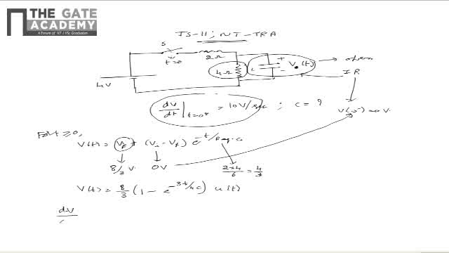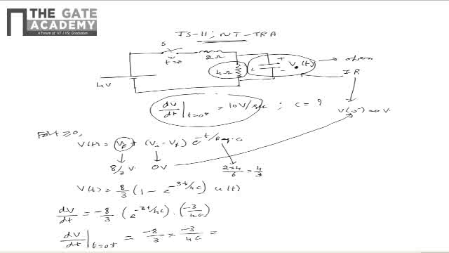But it is given that dV by dt at t equal to 0 plus is 10 volts per second. So for that purpose, first let us find out dV by dt, which can be simplified as 8 by 3 multiplied by e power minus 3t by 4C multiplied by minus 3 by 4C. Upon finding the value of dV by dt at t equal to 0 plus, we see that this can be simplified as minus 8 by 3 multiplied by minus 3 by 4C, that is equal to 2 by C. But this is given as 10 volts per second.